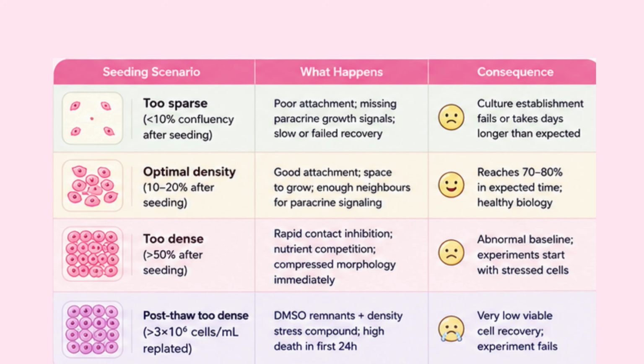Here's your question. Why must you dilute DMSO from the thawed cell suspension immediately after thawing, rather than waiting until after counting the cells? Is it A. DMSO interferes with cell counting accuracy? B. DMSO becomes increasingly toxic as temperature rises, so every minute of delay at 37 degrees Celsius reduces cell viability? C. DMSO causes cells to aggregate, making counting impossible? Or D. Immediate dilution is not necessary because DMSO is only toxic during the freezing step? Take a moment to think about your answer.